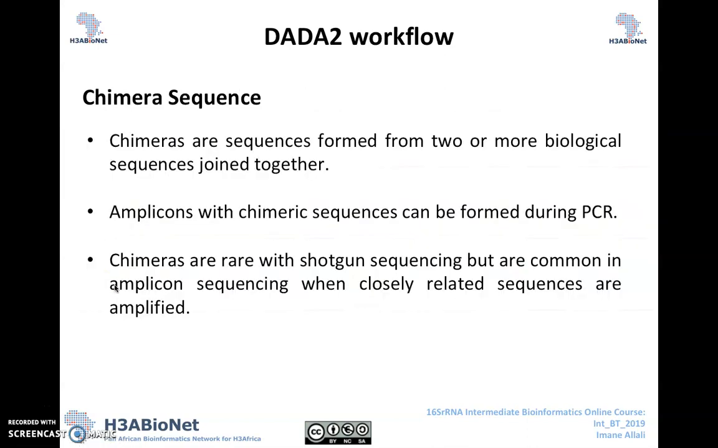So before going to the next step of DADA2, which is chimera checking and removal, I would like to talk a little bit about chimera sequences. Chimeras are sequences formed from two or more biological sequences joined together. Amplicons with chimeric sequences can be formed during PCR. Chimeras are rare with shotgun sequencing, but are common in amplicon sequencing when closely related sequences are amplified.